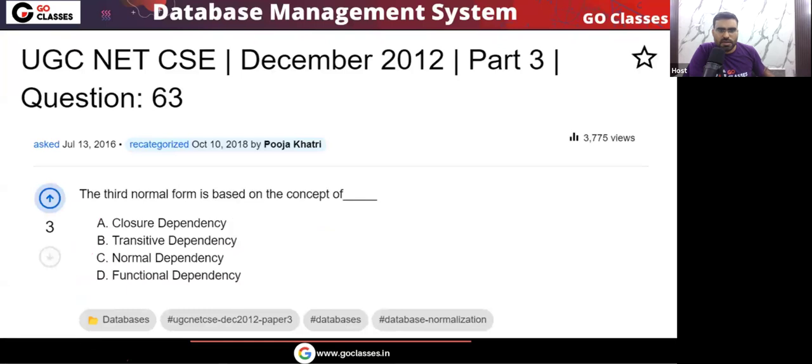Let's solve this UGC NET December 2012 question. The third normal form is based on the concept of what? The third normal form is based on the concept of transitive dependency. Very simple. So for this question, the answer will be option B.